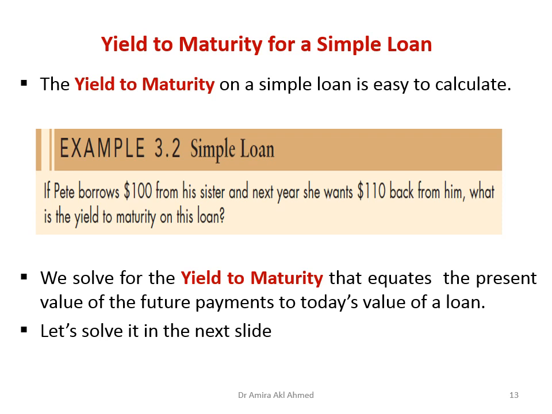Employing the concept of present value, the yield to maturity on a simple loan is very easy to calculate. Let us use example 3.2 to show that. In this example, Pete borrows $100 from his sister. In the next year, she wants $110 back from him. We are asked to compute the yield to maturity on this loan. We can use the provided information to solve for the yield to maturity by recognizing that the present value of the future payments must equal today's value of a loan. Let us solve it in the next slide.